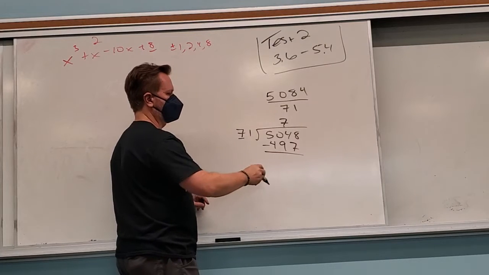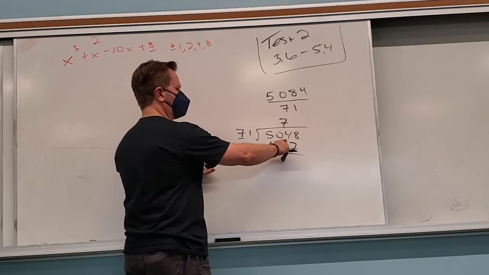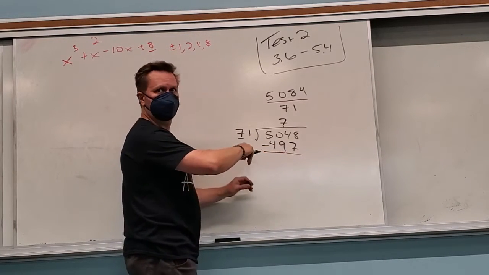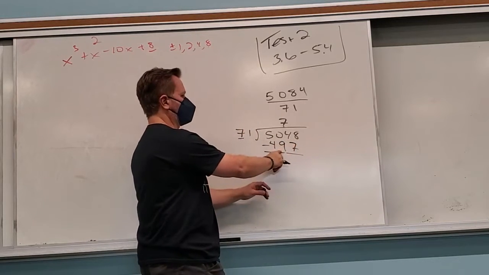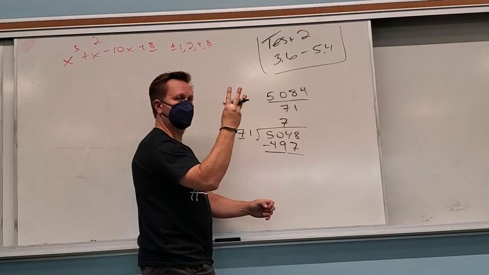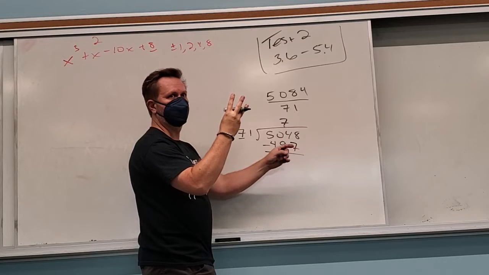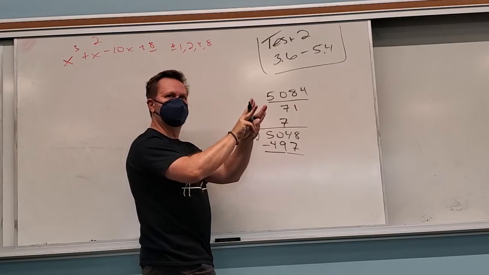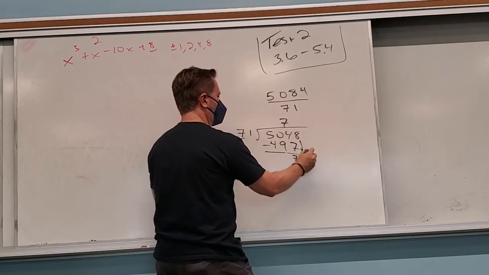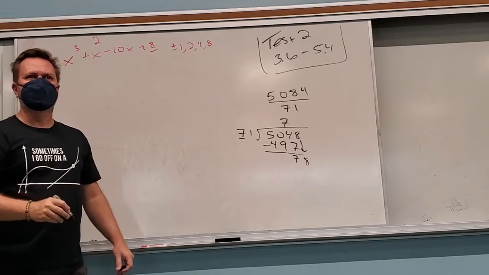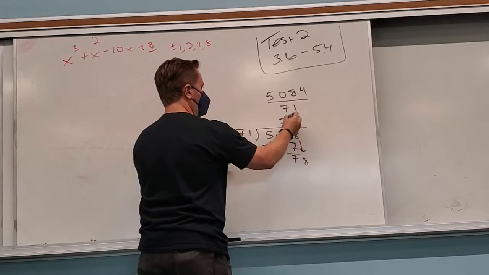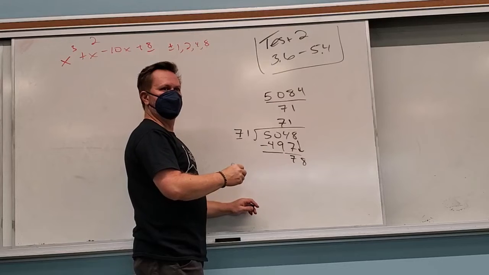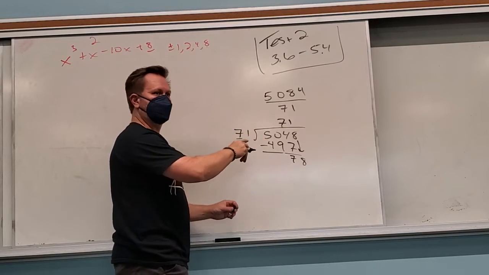504 minus 497. 7. Thank you. Isn't 497 3 away from 500? And then it's 4 away from 504? So that's 7, right? Okay. And then bring down the 8, yes. And then 7 goes into 7 once. Oh, this is weird. I just randomly picked this. This is kind of awesome.